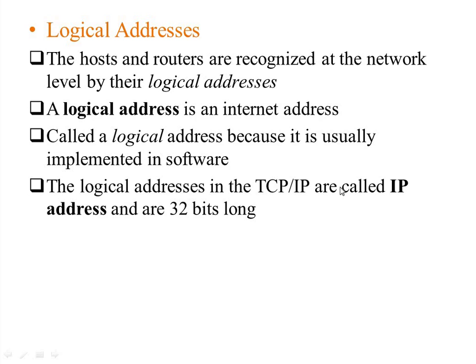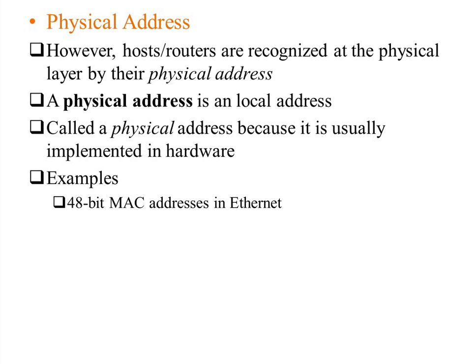Hence the logical address used in TCP/IP is the IP address, which is 32 bits long. There is one more address available apart from this logical address, called the physical address. The physical address is nothing but the address of your hardware. It is represented by a 48-bit MAC address, so it is generally called a MAC address.